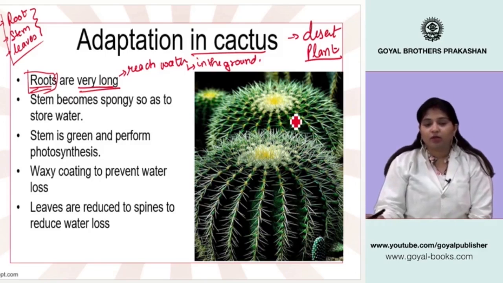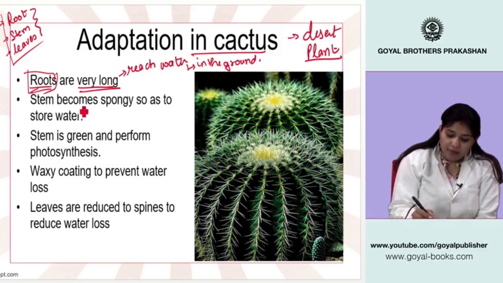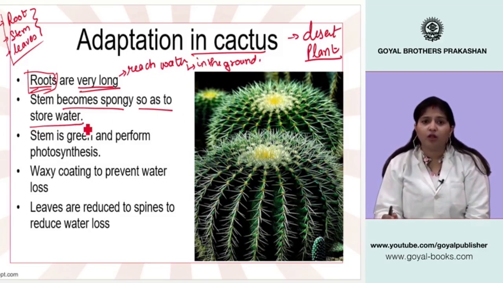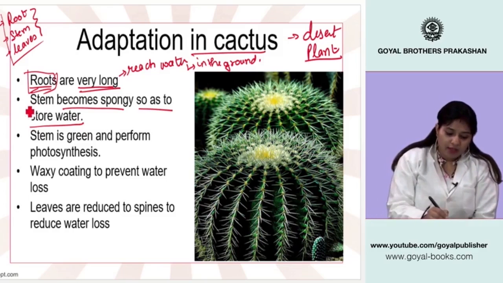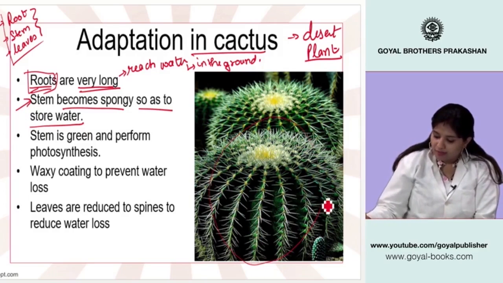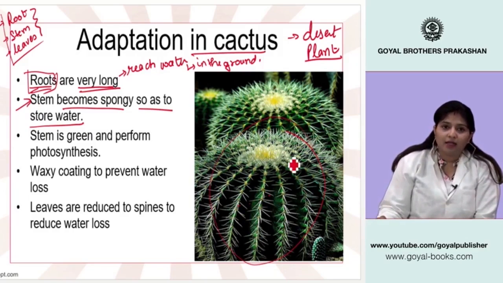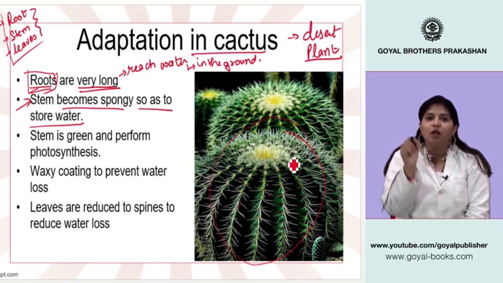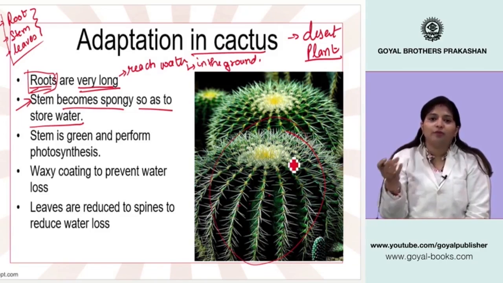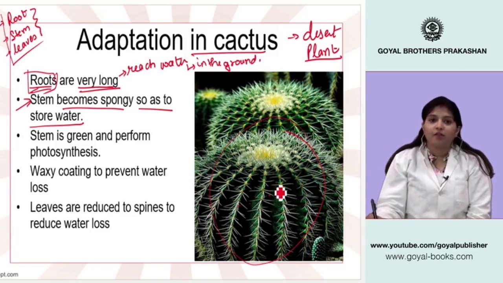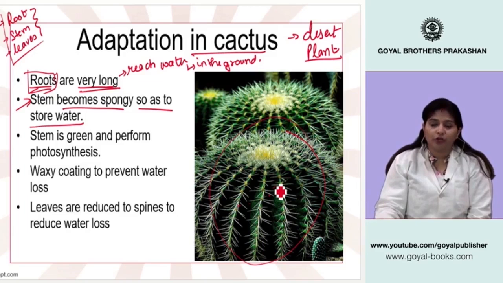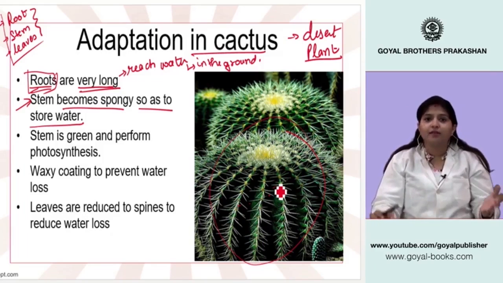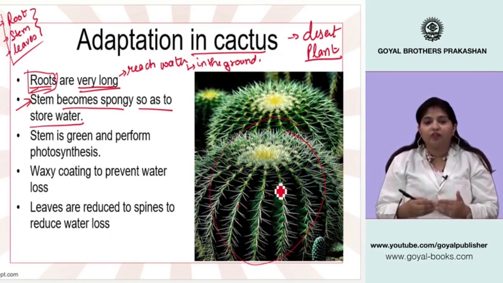Then again, let's see what modifications we see in the stem. The stem becomes spongy so as to store water. Whatever small rainfall they receive, very low amount of rainfall, is stored in the stem. As you can see over here, the stem becomes spongy, right? And it contains a lot of water. If you have a cactus nearby, just take a small knife and put a small cut in it. You will see that it will ooze out some fluid, right? And that is why it is spongy, because it contains a lot of water in it. Whatever little water they get from the groundwater or whenever it rains, the stem stores it inside, and that's why it is so fleshy.